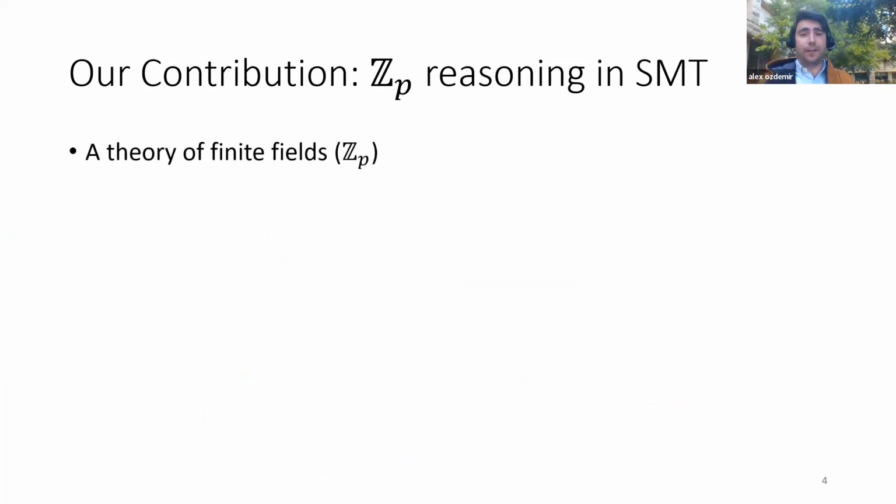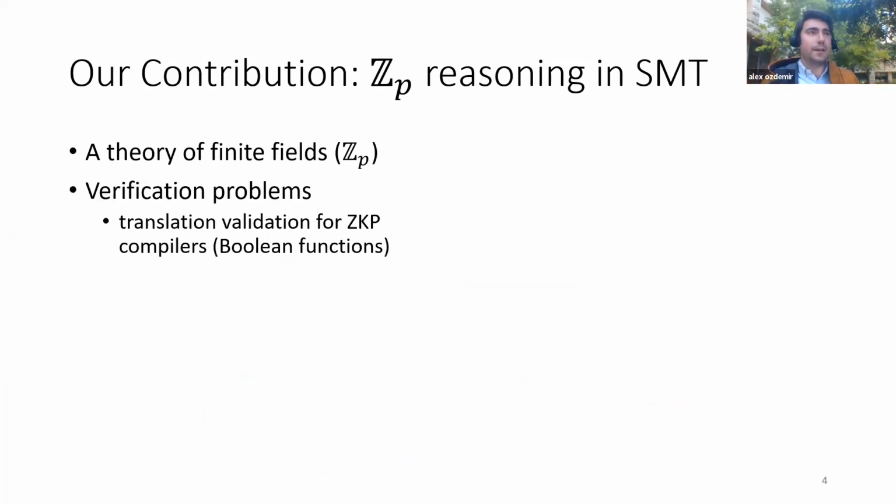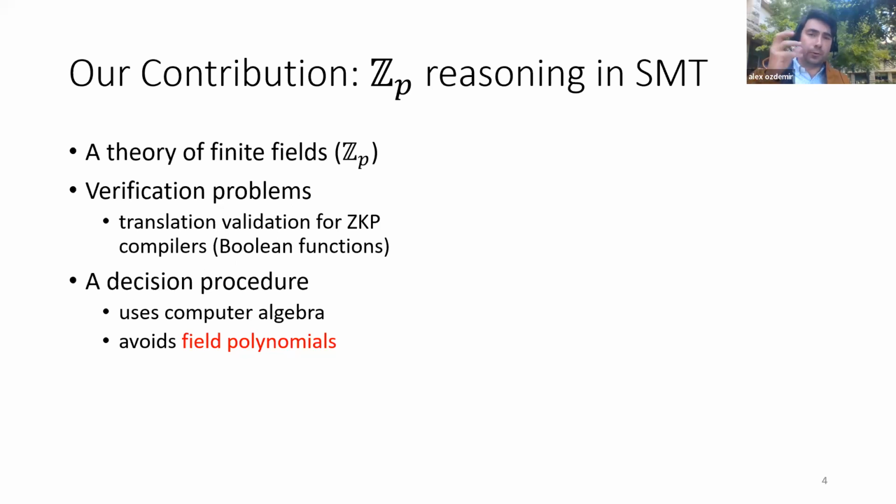So that means that we define a language for field constraints. In SMT terms, this is called a theory. We give a number of verification problems related to zero knowledge proofs that are expressed in this language. I'll touch on those later. We build what's called a decision procedure into the SMT solver. This is something that allows the SMT solver to solve formulas that involve field constraints. Our decision procedure, in some ways, is very much based on classic computer algebra, nothing new to see here. But importantly, it also avoids some classic ideas from computer algebra called field polynomials that would be totally disastrous, as you will see later in the talk.